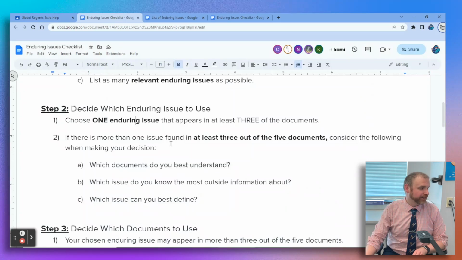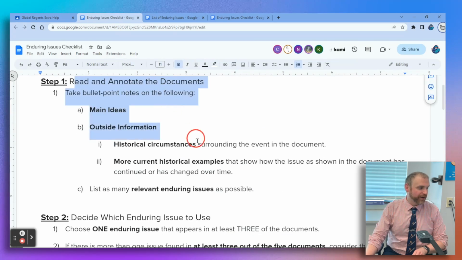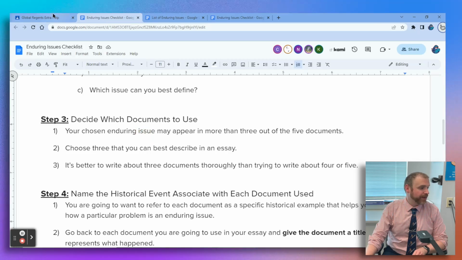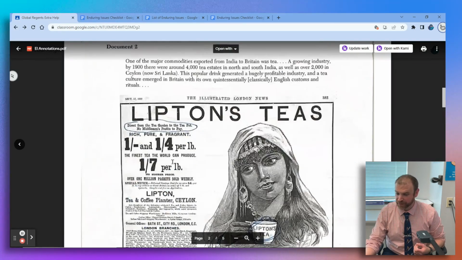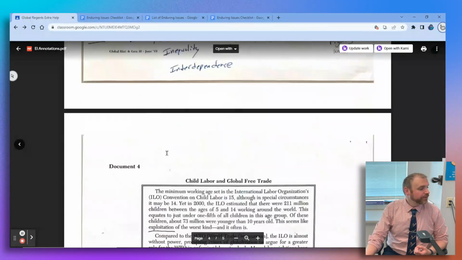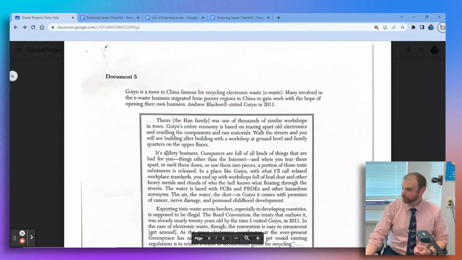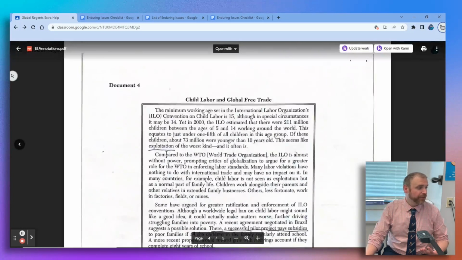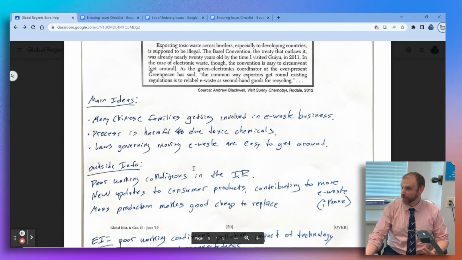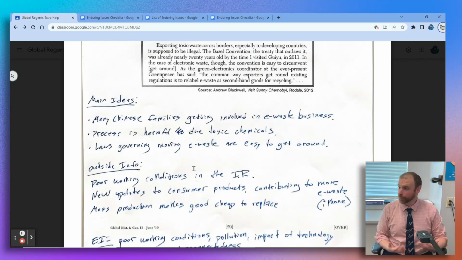So back to the checklist, right? What have we done so far? We've read and annotated the documents. We decided which documents to use. Okay, for the sake of this exercise, I'm going to choose documents 1, 4, and 5. Why did I choose those? For me, I have the most outside information for those particular documents, so I know I can write a more robust essay with outside information about them. And of course, they have the issue of interconnectedness.